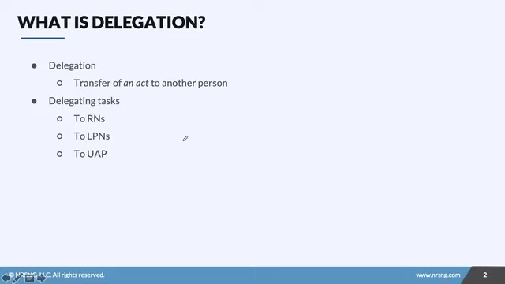So first of all, what is delegation? Delegation is the transfer of an act to another person. So you're requesting an act or a task to be done by someone else. Now, delegation only transfers the act of the task to someone else. The RN remains responsible for the act, the task, and the patient.